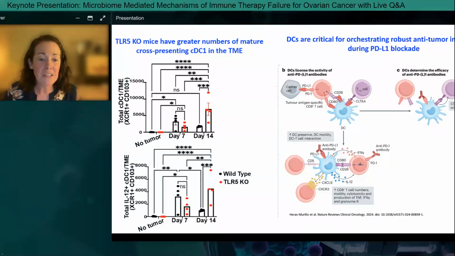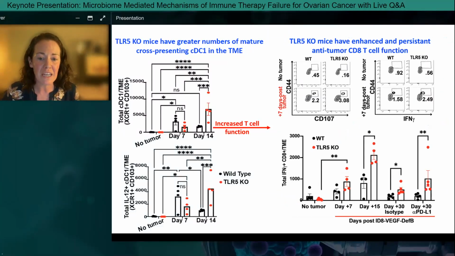And so corresponding with this increase in these cross-presenting dendritic cells that we're finding in our TLR5 deficient animals, we also see a reciprocal increased T-cell response. And so we're looking at T-cell effector function activities. We find that our T cells at early time points are exhibiting evidence of recent degranulation, and they're producing a lot of interferon gamma. What's striking about these data is that not only is it sustained during early stages of tumor progression, but even during advanced stages at day 30 and during immune therapy, that response is elevated over what we're finding in our wild-type animals.